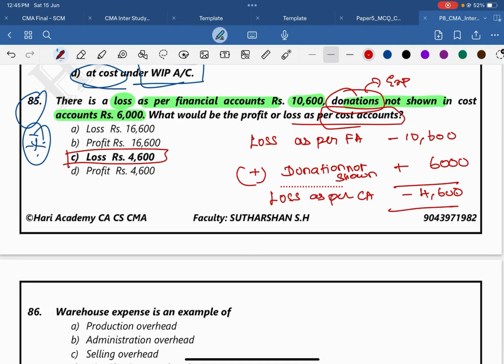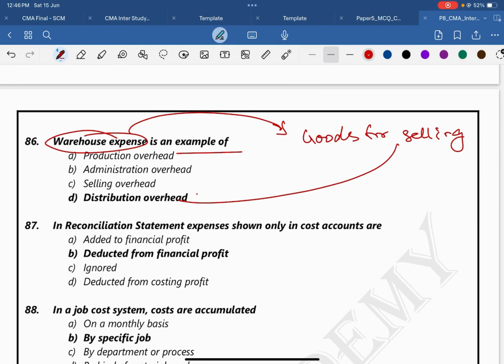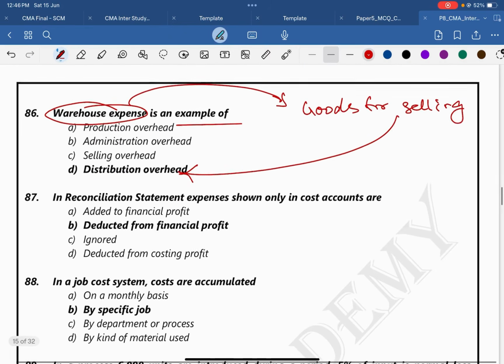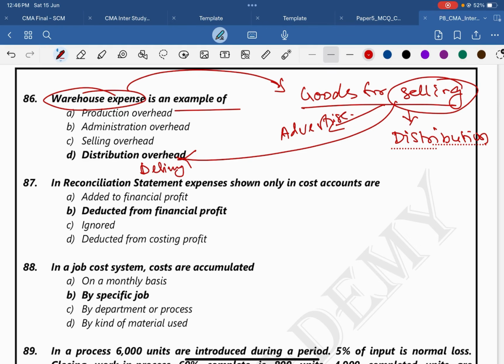So loss 4,600. Next, warehouse expense is an example of, warehouse is a place which will keep our goods for selling. So it comes under selling and distribution overheads. Goods for selling need to be distributed to the customer. For the distribution purpose, we are keeping them in the warehouse. That part of cost will come under warehouse expense. Selling will come as advertisement charges. Delivery charges will come under distribution overhead.